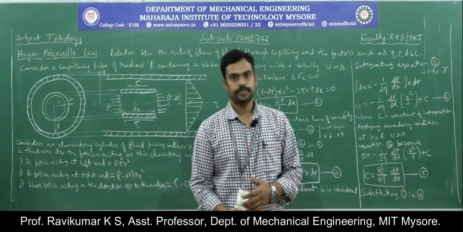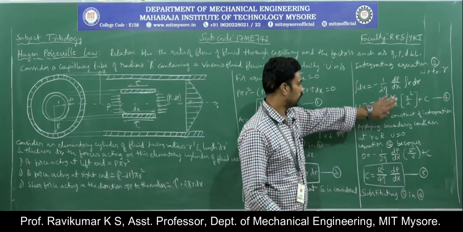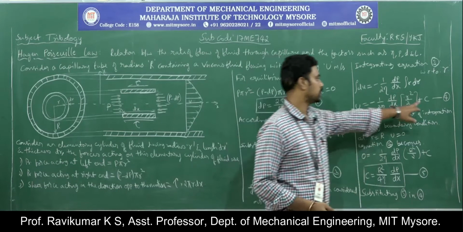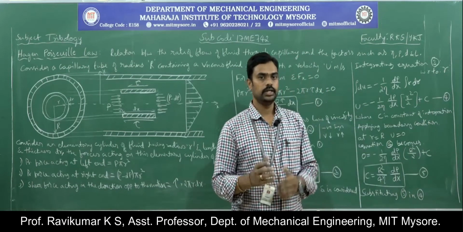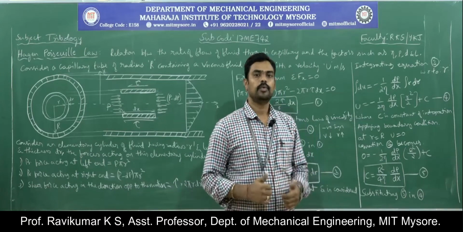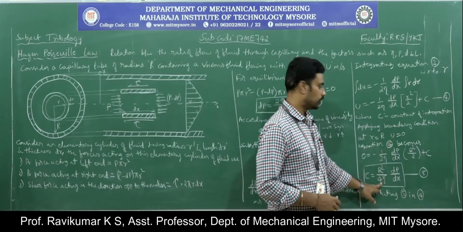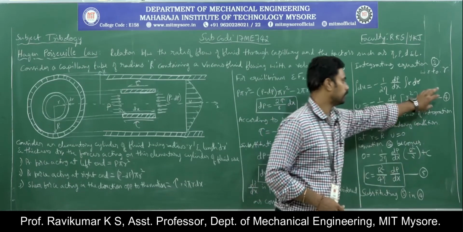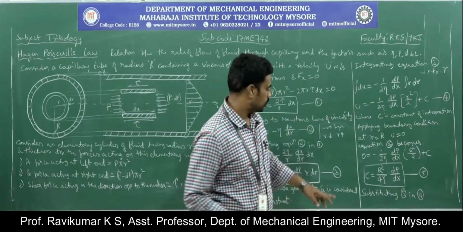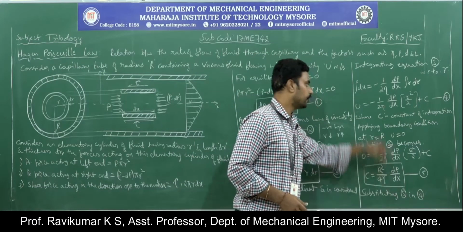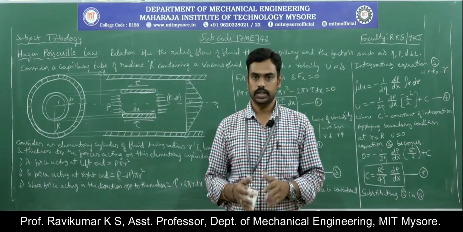Now substitute for c in equation number 4. Here c is a constant of integration, and we obtain it by applying the boundary condition. After applying the boundary condition, we got c equal to this. Substitute this here and you will get the expression for the velocity. So substitute 5 in 4, and you will get the velocity term.